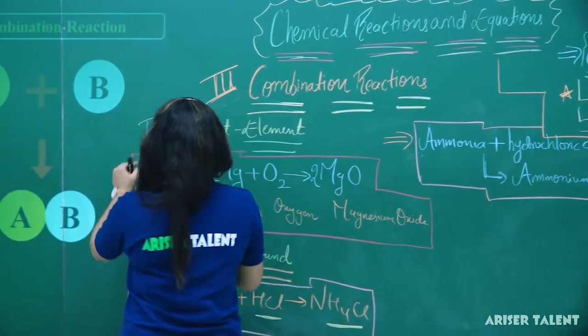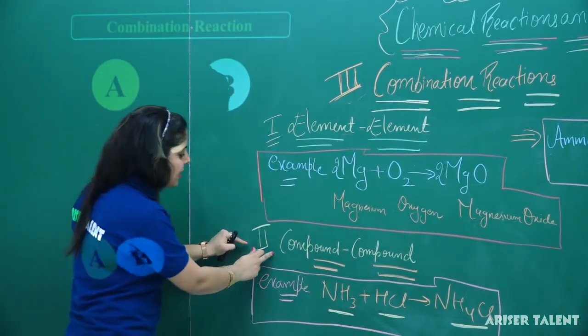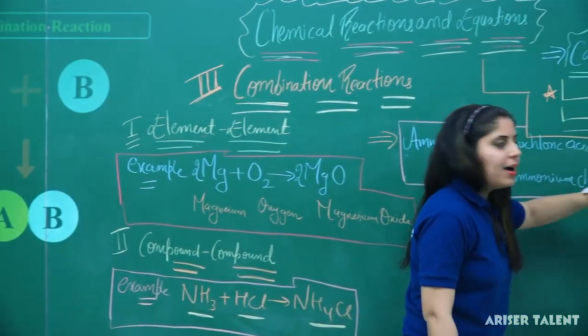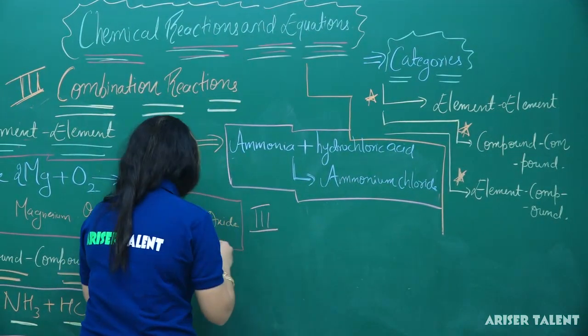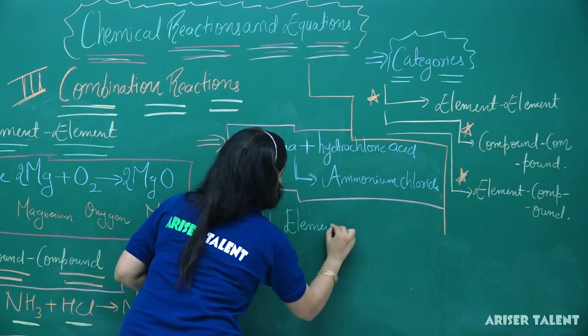Now, element-element reaction we have discussed. Second category is compound-compound reaction. Now we are on our third category. This will be the last category, and the reaction is element-compound. So the third category is element-compound.